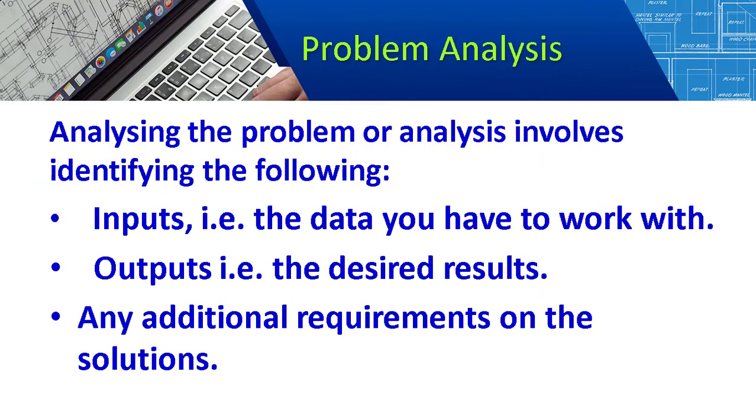The next thing we have to do is problem analysis. The second step, analyzing the problem, involves identifying the problem. We start analyzing what type of problem it is, and we have to identify the following things: the input, that is the data you have to work with, and the output, what is your desired result. When you give the input, you should get that result. And any additional requirements on the solution: do you want anything else apart from this output, any other requirements in order to get the solution?